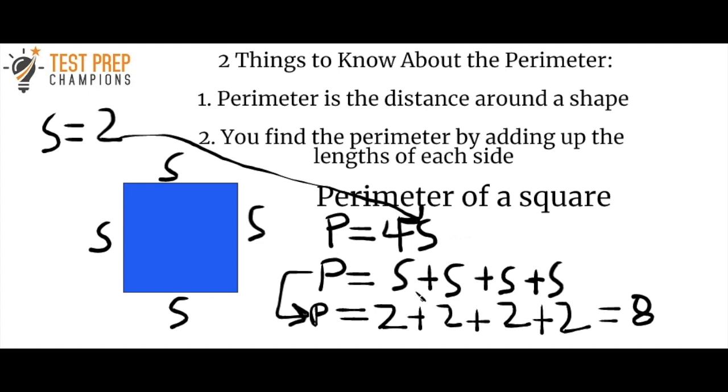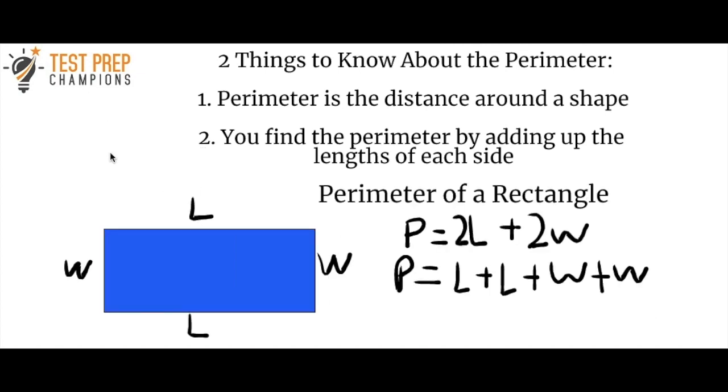Now let's move on to rectangles. The shape on screen now is a rectangle. There are two different formulas you can use to find the perimeter of a rectangle. The first is P equals 2L plus 2W, where L stands for length and W stands for width.